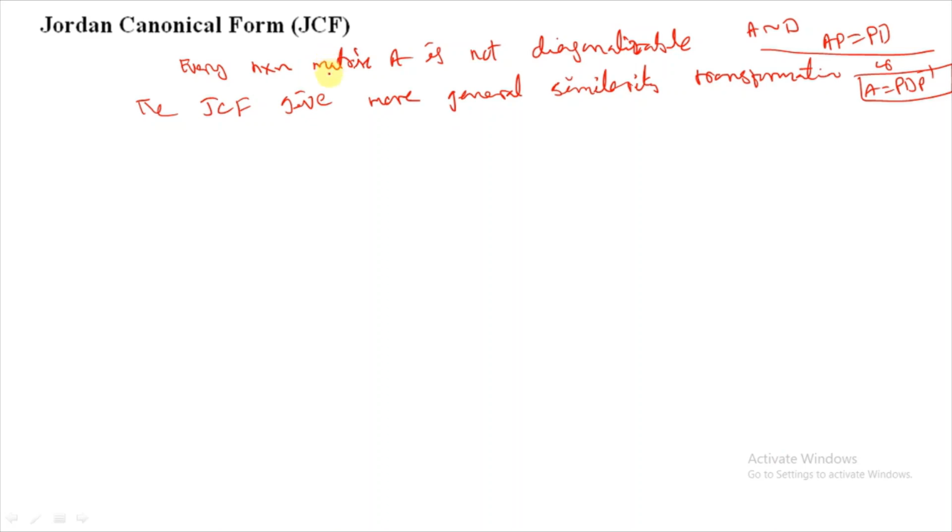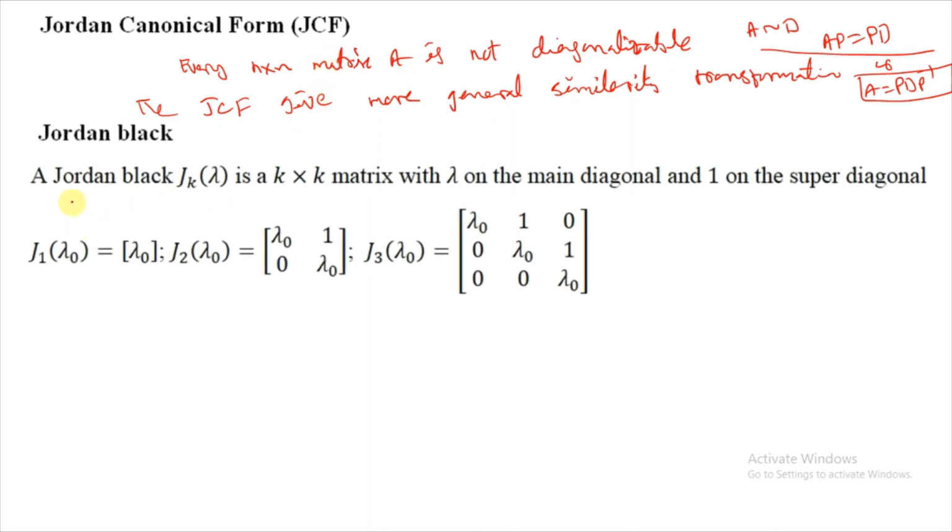Before going to the Jordan canonical form, what is the Jordan block? The Jordan block J_k(lambda), where lambda is the eigenvalue, is a k by k matrix with lambda on the main diagonal and 1 on the super diagonal, that means the elements above the main diagonal. Suppose it's a 1 by 1 Jordan block, that is only one eigenvalue. But for a 2 by 2 Jordan block, lambda naught is on the main diagonal and 1 is on the super diagonal.